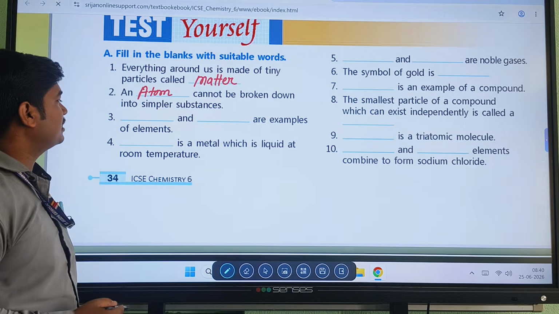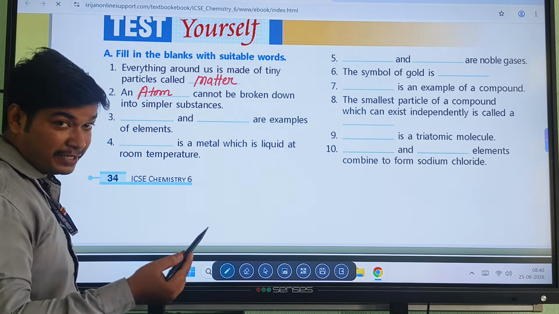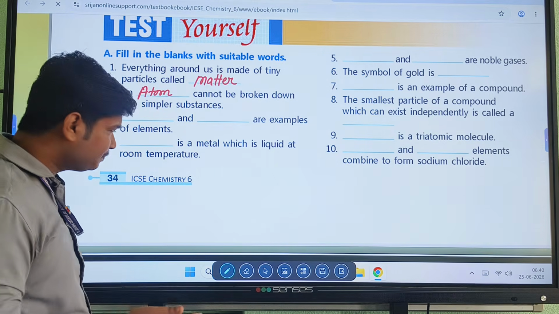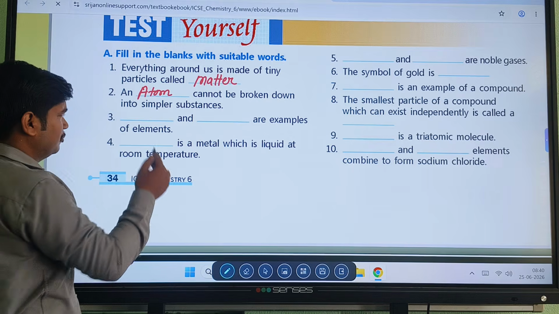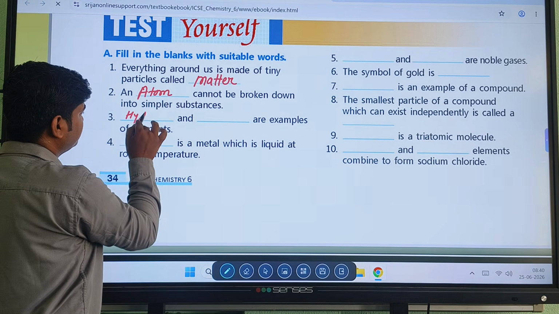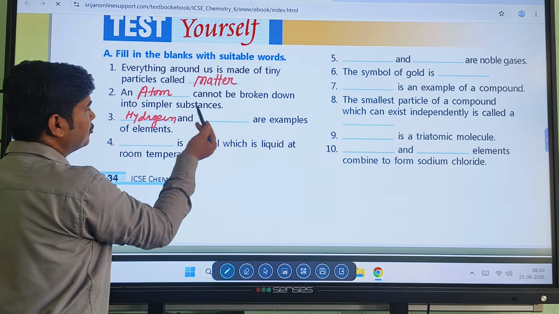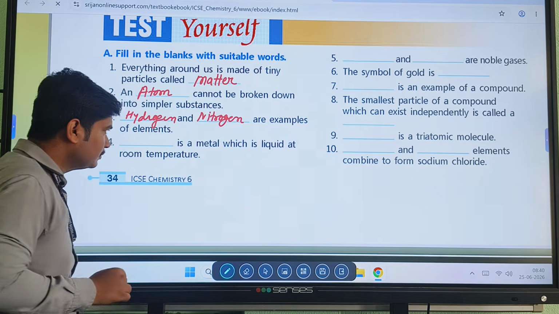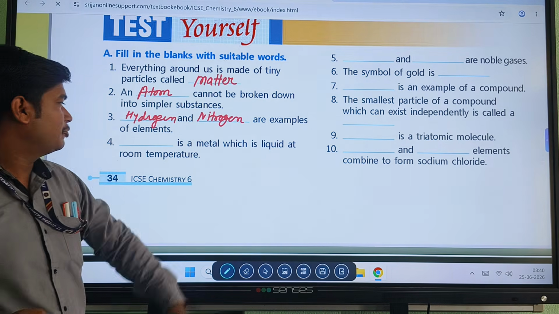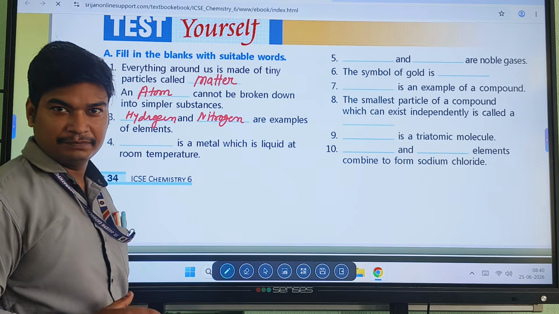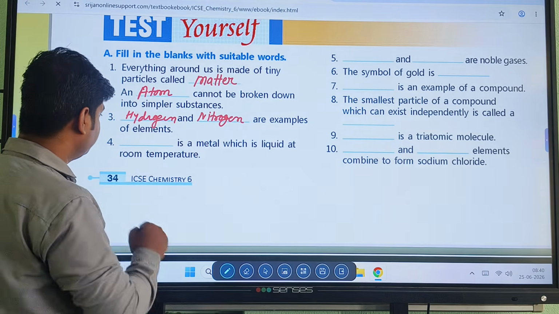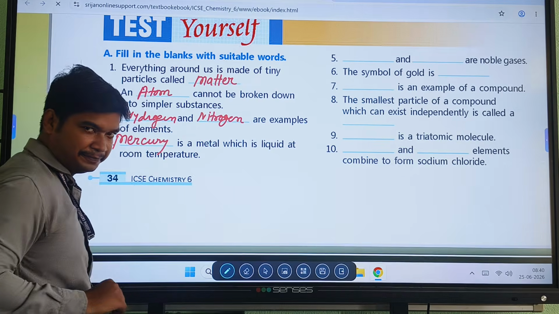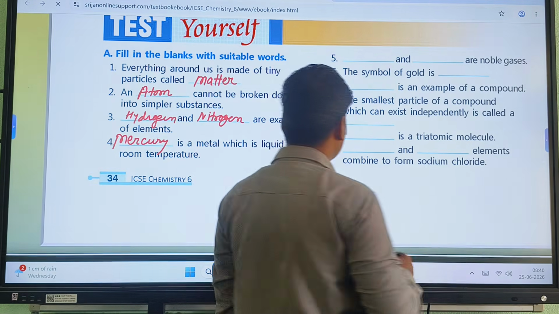Now come to the third question. Dash and dash are the example of elements. So many elements are there. Around 108 elements are discovered. So write any two. I am going to write here hydrogen and nitrogen. Dash is the metal which is liquid at room temperature. Give me the answer. The answer will be mercury. Okay.